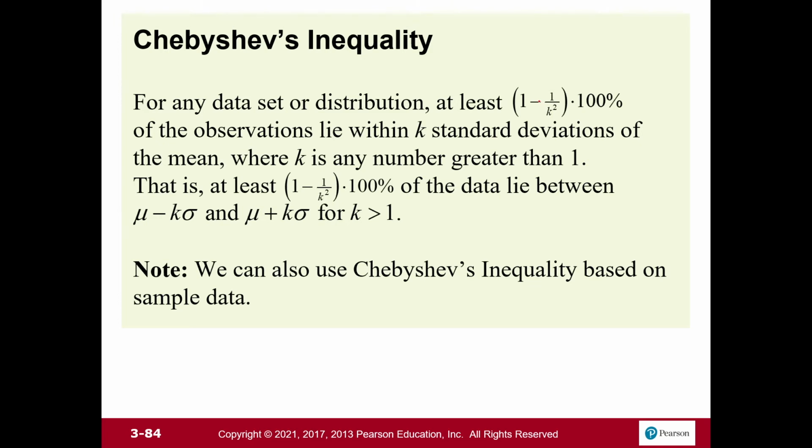But if we got any kind of data set or distribution, whether it's skewed or not, at least 1 minus 1 over k squared times 100% of the observations will lie within k standard deviations of the mean, where k is any number greater than 1. So this holds when k is greater than 1. The model falls apart after 1. So let's assume k is 1.5 or just say 2.